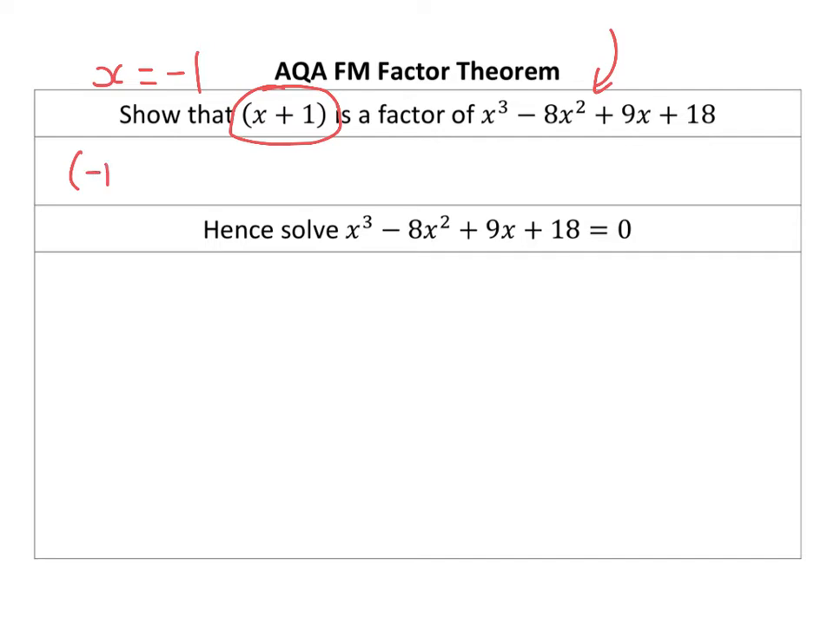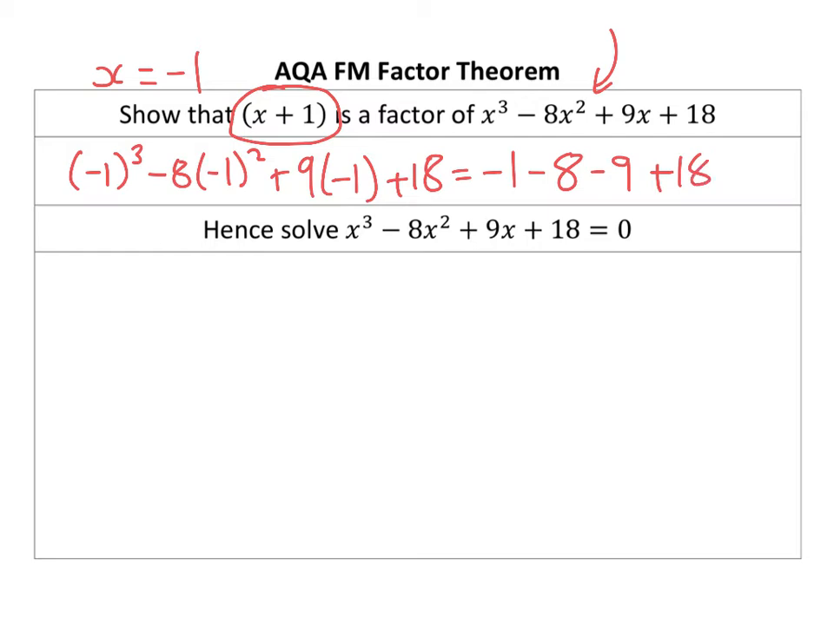So we get -1 cubed minus 8 times -1 squared plus 9 times -1 plus 18, and you'd be expected to show all this working, I hasten to add. -1 cubed is -1, and then -1 squared is 1, so minus 8, minus 9 plus 18. There you go, fantastic, which equals 0. Now, I haven't got room here, but you would normally put, because it equals 0, then x plus 1 is a factor.